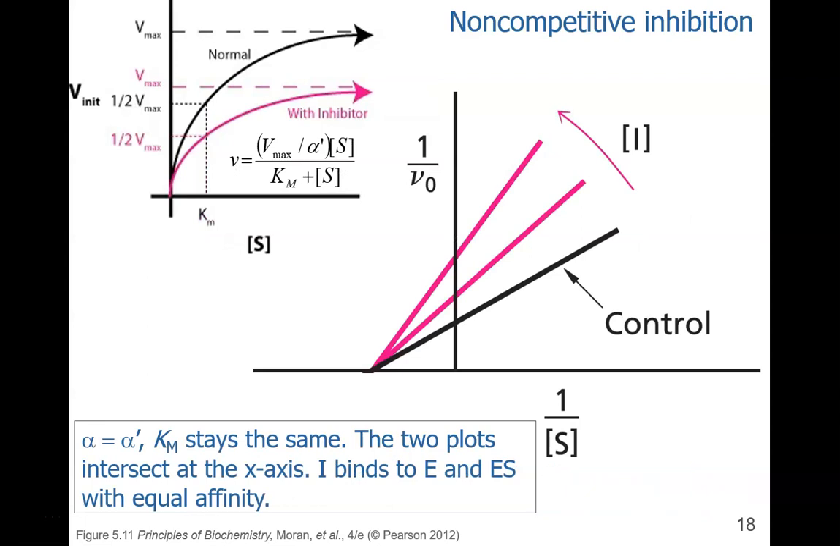Or it's possible that the inhibitor doesn't care, that it binds to the enzyme and the enzyme substrate complex with equal affinity. And if that happens, the Km stays the same. So the Vmax is going to go down because the y-intercept went up and it's reciprocal, but the Km stays the same, so the x-intercept is going to be the same.